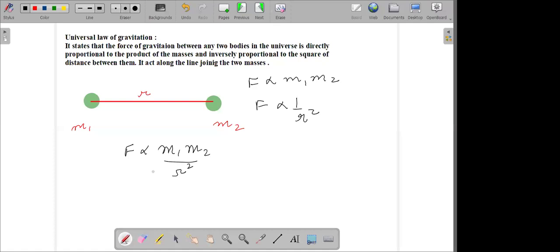Then by removing this proportionality, we introduce a constant which we call the universal gravitational constant. So we can rewrite this as F equals a constant G multiplied with M1, M2 over R squared. Understood? We have removed the proportionality and we got F equals the constant G multiplied with M1, M2 over R squared. Right?